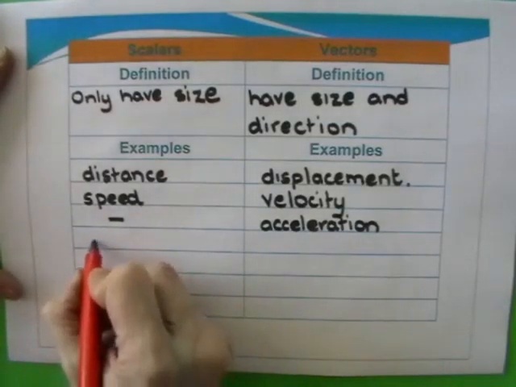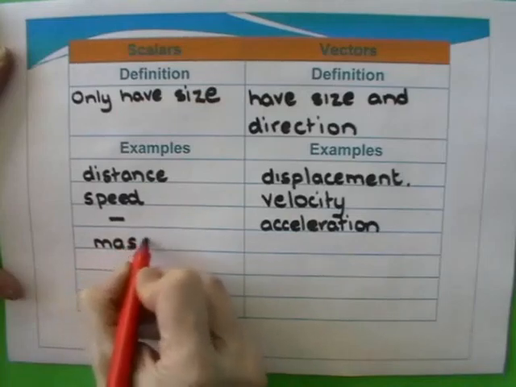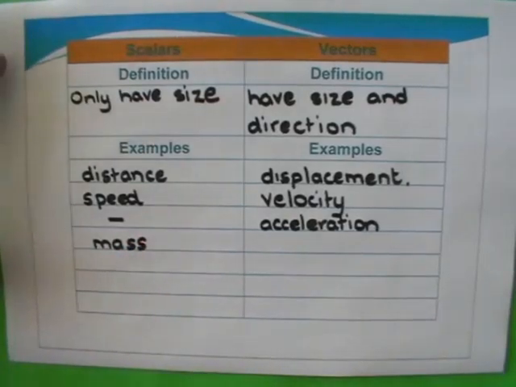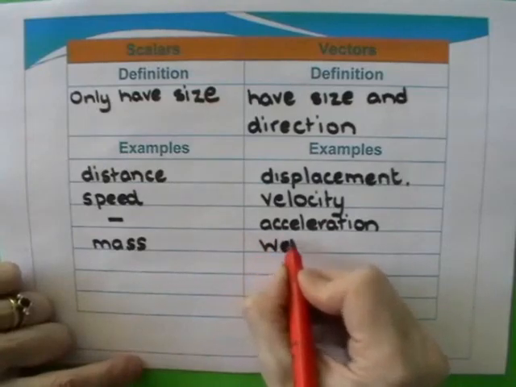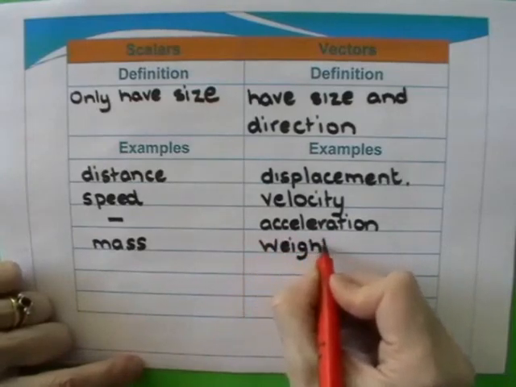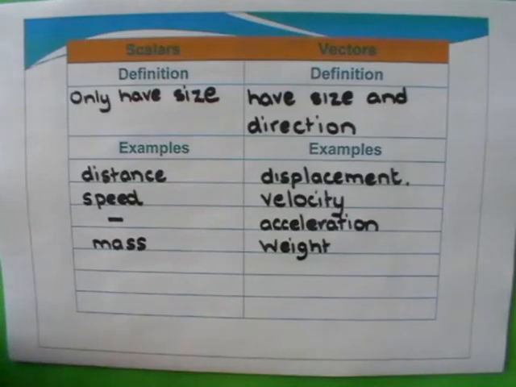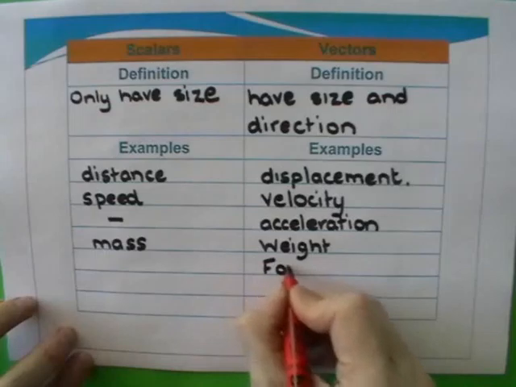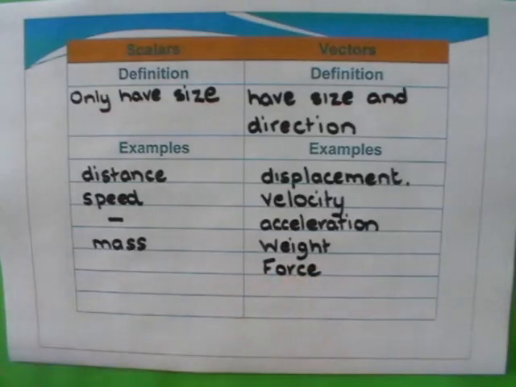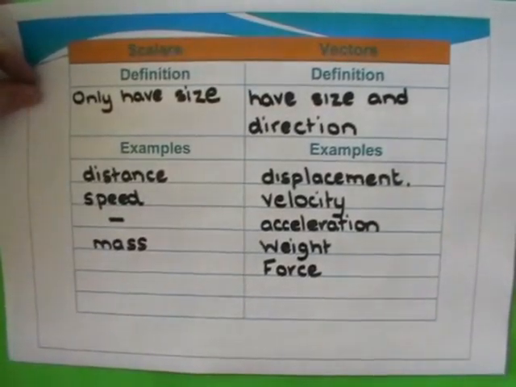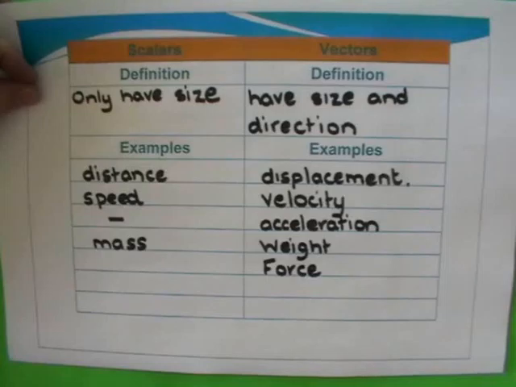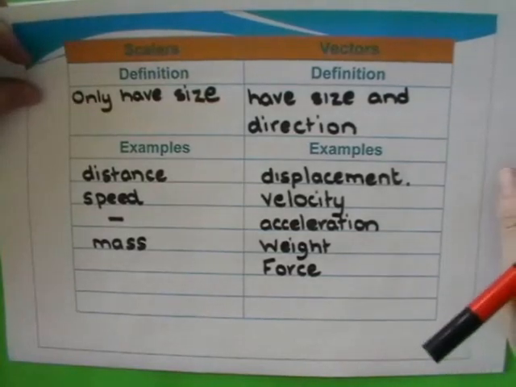Another one then is mass. Mass is a scalar, it just has a size, so many kilograms. And its equivalent quantity, which is a vector, is weight. And weight has a direction because it's an example of a force, and it always acts down towards the earth. So of course force is in here as well, and force is a vector because force has got a direction. So we always say we push forward or we pull backwards or we push downwards or so on. It always has a direction.